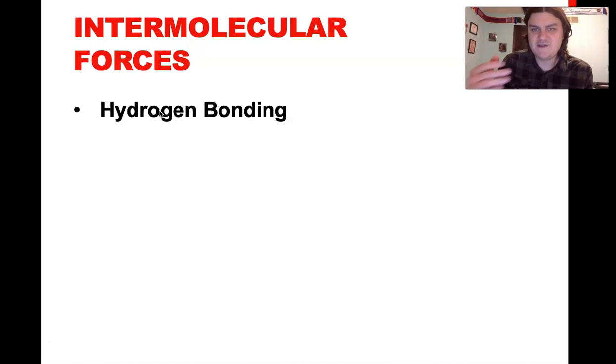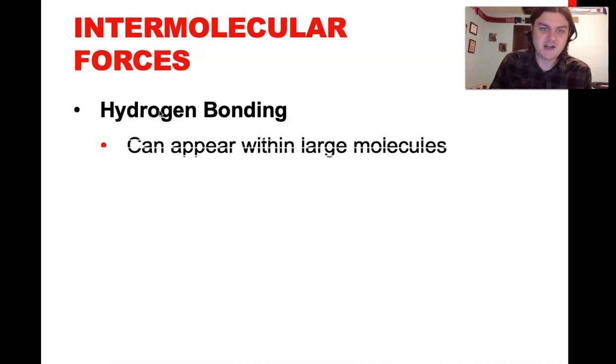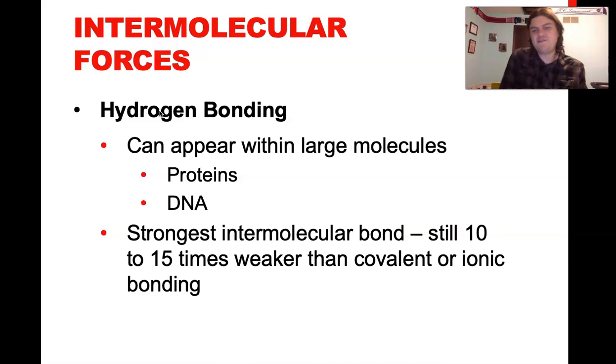Finally, and this is just kind of a little peripheral information, hydrogen bonding can appear within a couple of different types of large molecules. They're really important in biochemistry when we look at the structure of proteins or DNA. And then I really want to emphasize, yes, hydrogen bonding is the strongest intermolecular force, but it is still an intermolecular force, okay? It is 10 to 15 times weaker than covalent or ionic bonds. So those are the 3 intermolecular forces that we need to be familiar with.